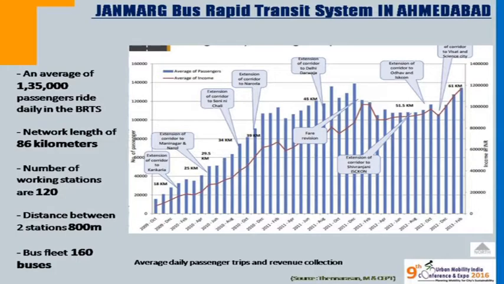This is a general introduction of the Janmarg BRTS system in Ahmedabad. The ridership levels have been increasing since its initiation in 2009, and right now an average of 135,000 passengers ride the BRTS daily. So understanding what kind of background these people come from is very essential to understanding the BRTS system, or to even increase such a system.